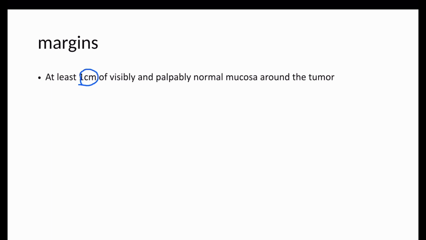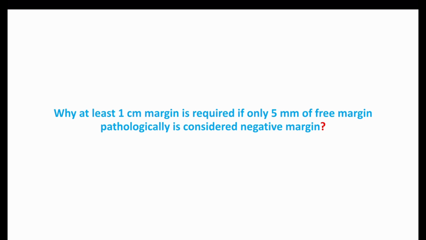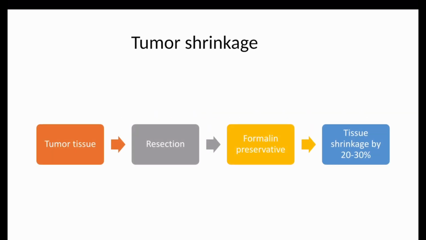At least 1 cm of visibly and palpably normal mucosa around the tumor is taken as margins while resecting the primary cancer. At least 5 mm of pathological free margin is termed a negative margin. Why is at least 1 cm margin required if only 5 mm of free margin pathologically is considered a negative margin? Because of tumor shrinkage. Soft tissue when cut shrinks by 10–20% immediately, and further shrinkage occurs when formalin is added as preservative. By the time tissue reaches the pathologist, shrinkage may occur up to 30%. Therefore 1 cm of margin can become 6–7 mm only.